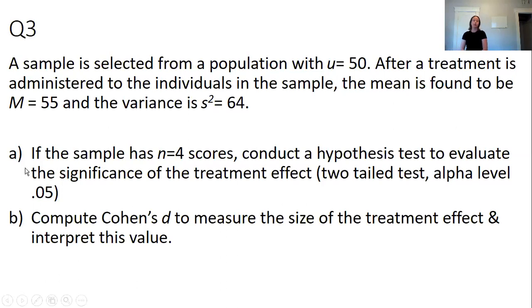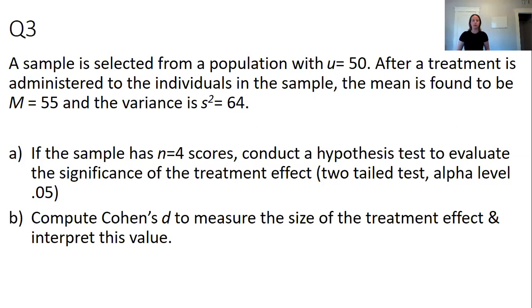If the sample has 4 scores, that means we have 4 participants. Conduct a hypothesis test to evaluate the significance of the treatment effect. Like all tests in this class, we're running a 2-tailed test, looking for extreme cases at both ends of the curve, and our alpha level, our risk of a type 1 error, is equal to 0.05. That is the most lenient value we can use, giving us a 5% risk of a type 1 error. That's going to be important for using the t-table here in a moment.